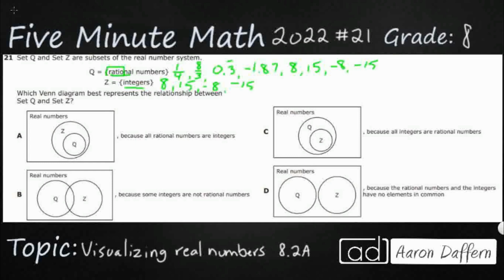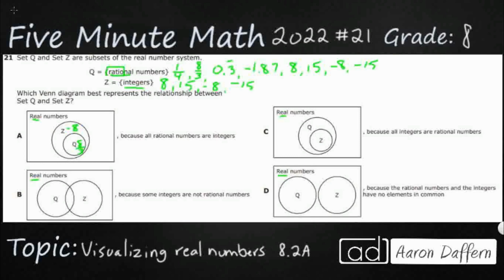So let's see which of these Venn diagrams works the best for us. Everything's going to be real numbers. That's this box on the outside. That's fine. All right, so A's got Z, my integers, as the big one. And then you've got Q as a small one. So I'm going to put some integers in that Z. So I'm going to put like a -8. And I'm going to put like 8/3 as one of my rational numbers.